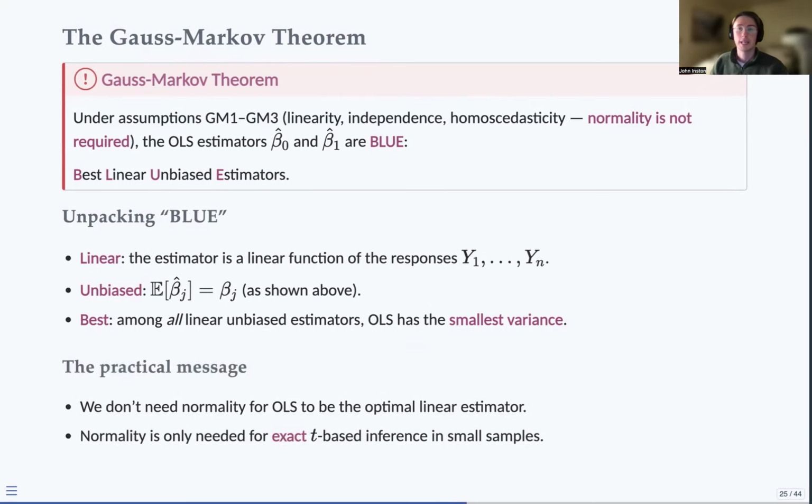This doesn't mean it's the best estimator. It's the best linear estimator that's also unbiased. You could potentially have biased estimators that have smaller variance. You could also have nonlinear estimators that have both lower bias and lower variance and are just empirically better. But this is a subclass of estimators called linear estimators, and out of all of the linear estimators that are unbiased, the OLS estimators also have the lowest variance.